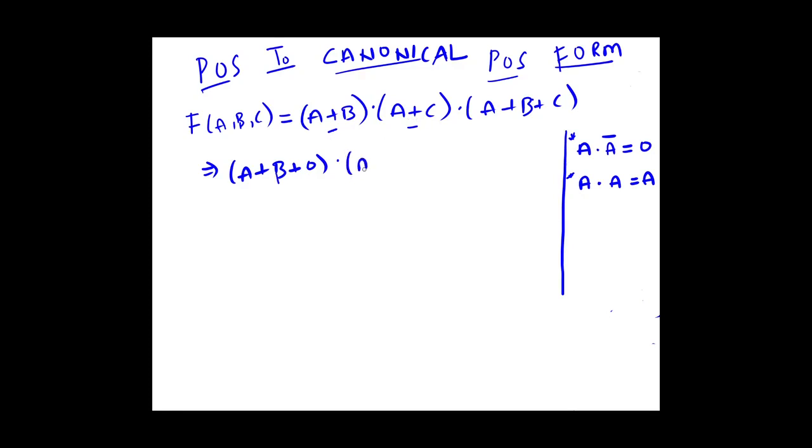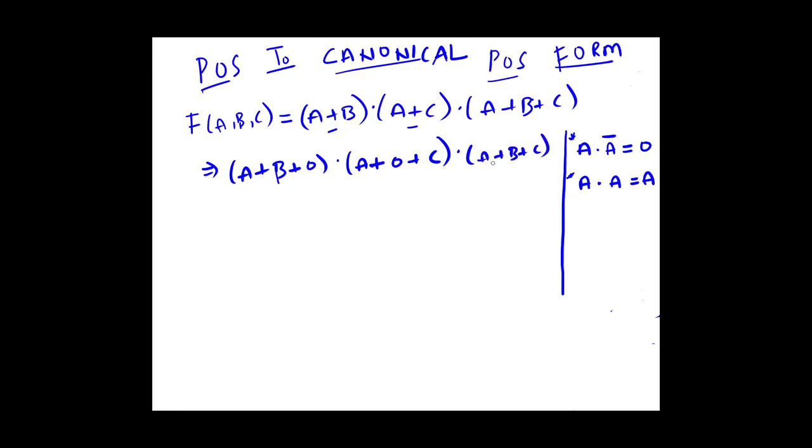So here if you don't have B between, in place of B I'll take 0. A plus 0 plus B, that is nothing but you get A plus C. Next here there is nothing to add. This is A plus B plus C as it is.